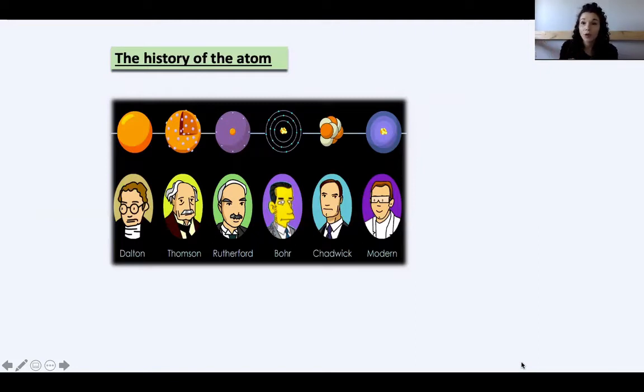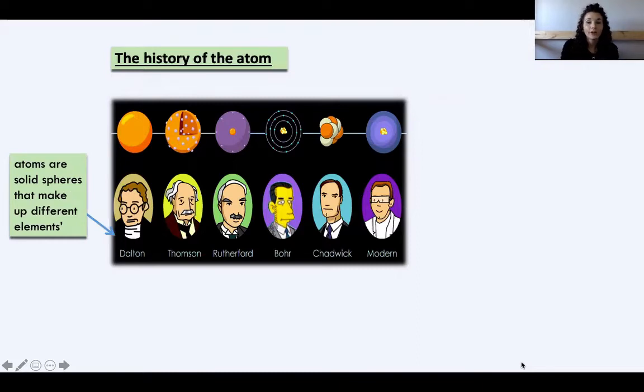First of all, we're just going to have a quick look at the history of what we know about the atom. The first person to really start talking about atoms was a scientist called Dalton. He knew that everything was made up of atoms and that atoms made up different elements, but he thought they were solid spheres.